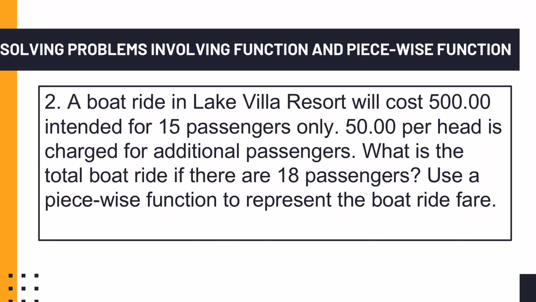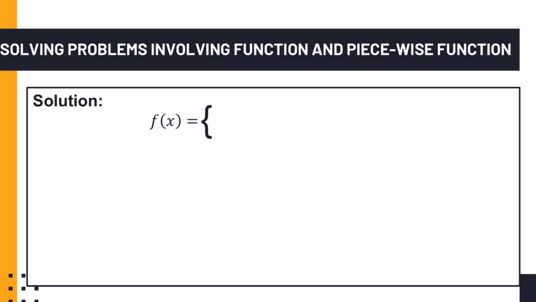In terms of piecewise function to the given problem, we will be having two sub-functions. Sub-function 1 is f of x is equal to 500 for the specified domain. That is, if the value of the variable x is greater than 0 but less than or equal to 15. And sub-function 2 is f of x is equal to 500 plus 50 times the quantity of x minus 15 for the specified domain. That is, if the value of the variable x is greater than 15.